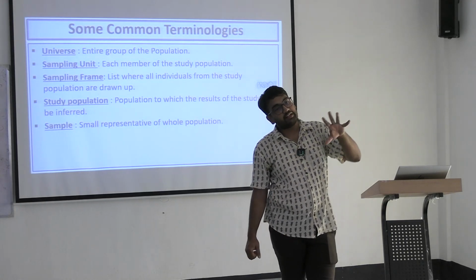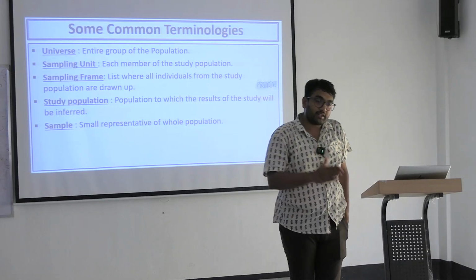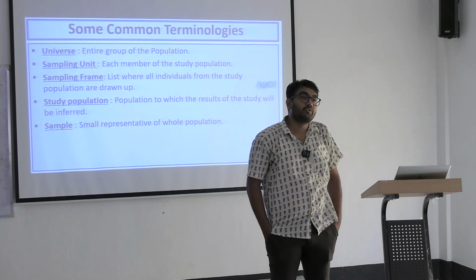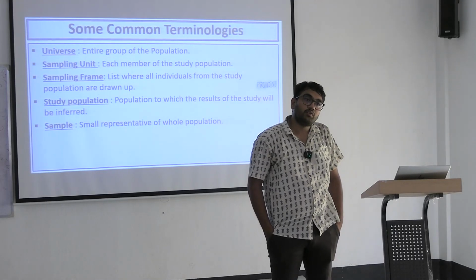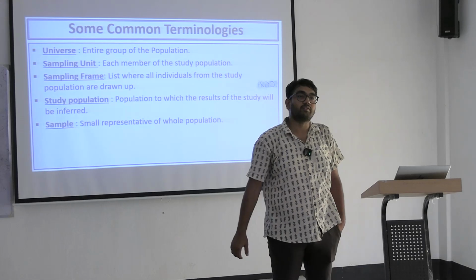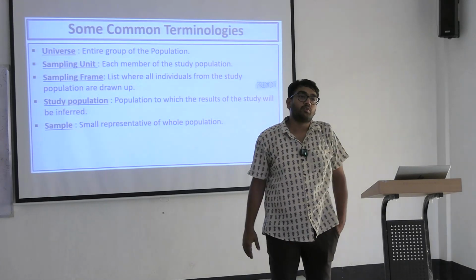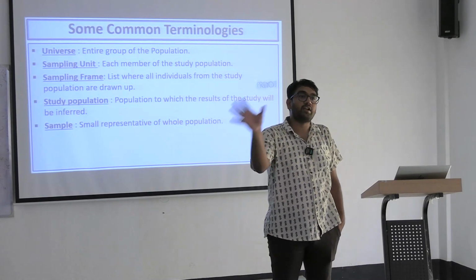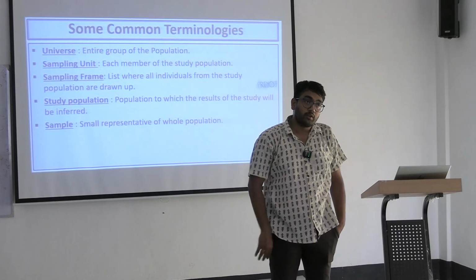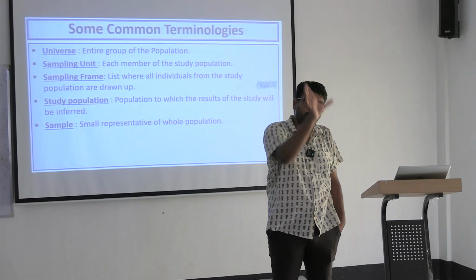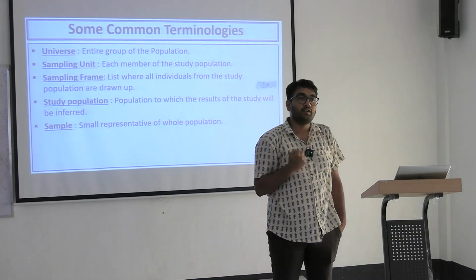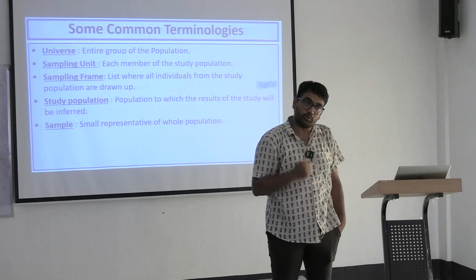Now once I have selected 5 blocks, in the next stage I am going to select schools within the blocks. Maybe in each of those 5 blocks there are 20 schools, and from those 20 schools, again I say that I will select 5 schools. So in the second stage, the sampling frame is the 20 schools in that block, each school is my sampling unit, and I select one school.